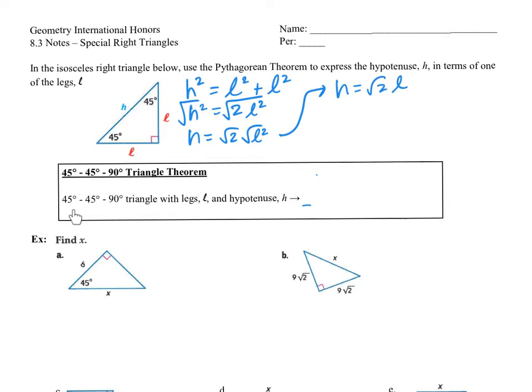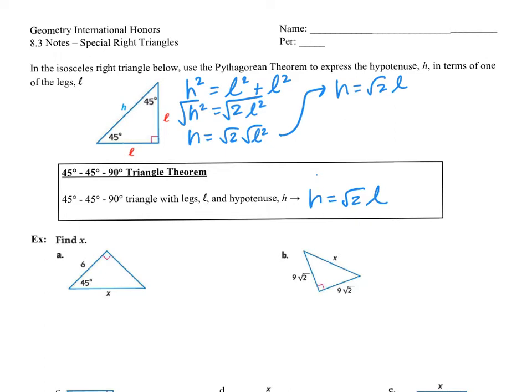In other words, whenever we have a right triangle that's actually isosceles because it has two 45-degree angles, so whenever we have a 45-45-90 degree triangle with legs L and hypotenuse H, the result is that H, the measure of that hypotenuse, is always going to be the square root of 2 times one of the legs.